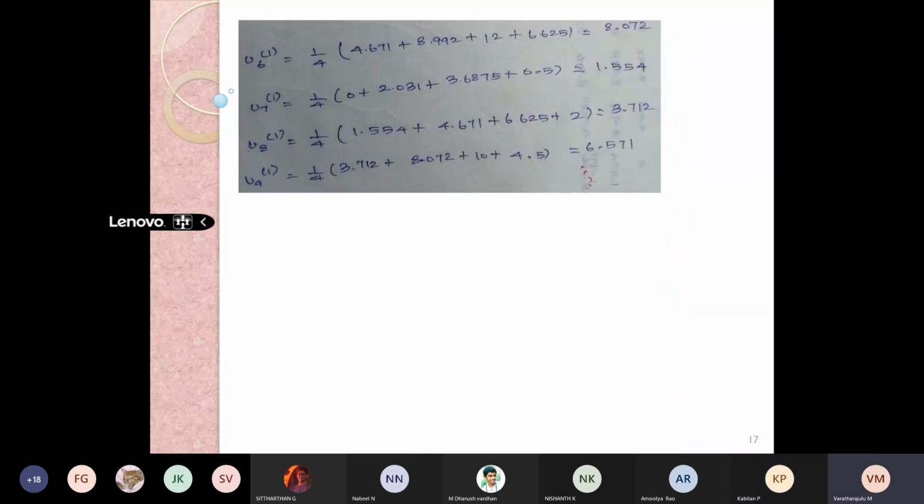Someone asked a doubt. So for U7 we are taking the standard 5-point formula. Yes, after the 0th iteration, everything has to depend on the standard 5-point formula. Okay, sir.